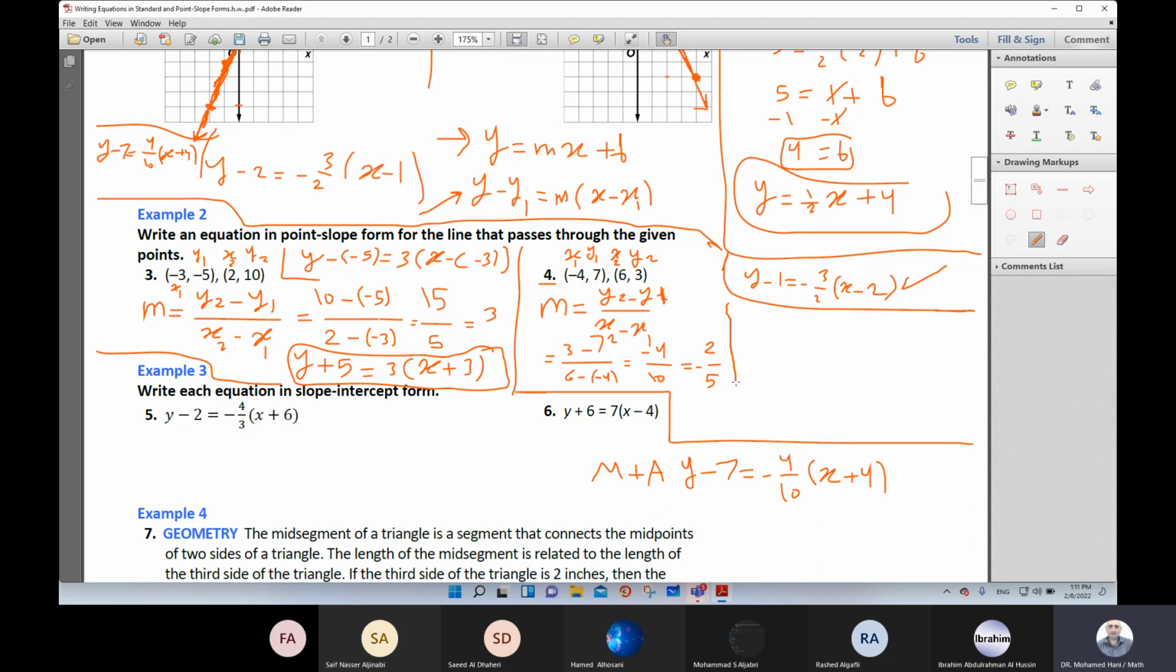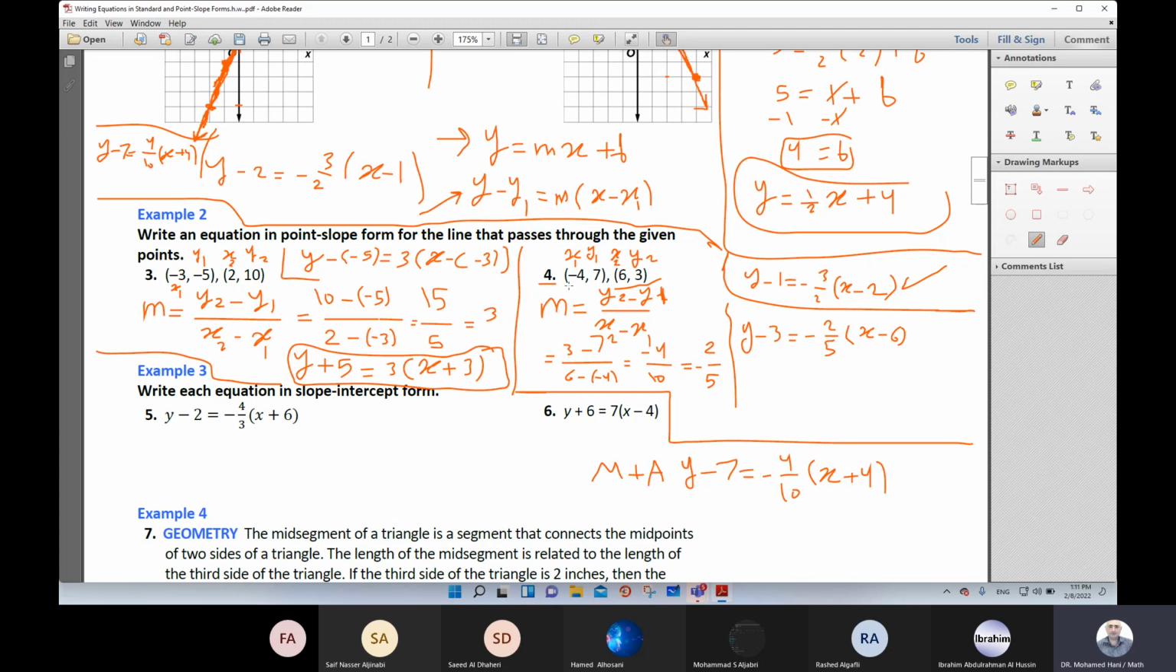Now we can write the equation. Choose any point, the first point or the second point, the same idea. We will choose, for example, the second point. So y minus y1, 3, equal m negative 2 over 5, then x minus 6. y2 is 3 and x2 is 6.